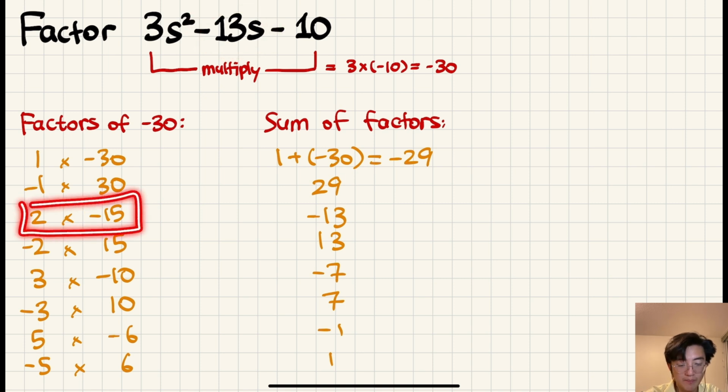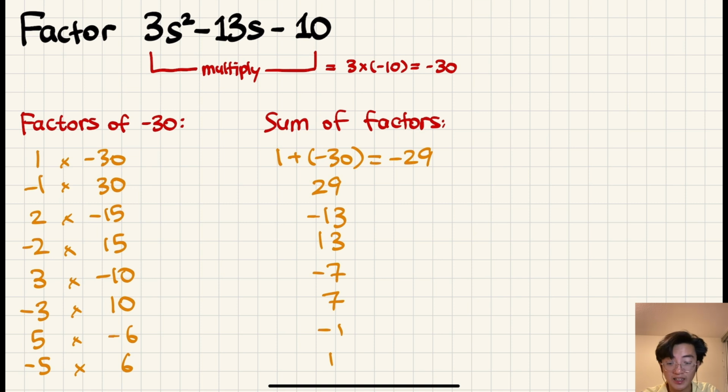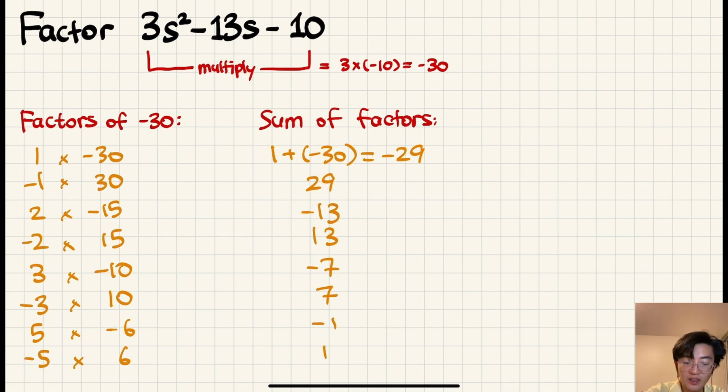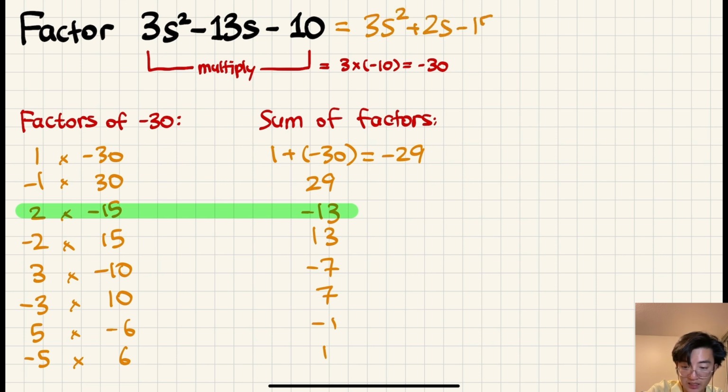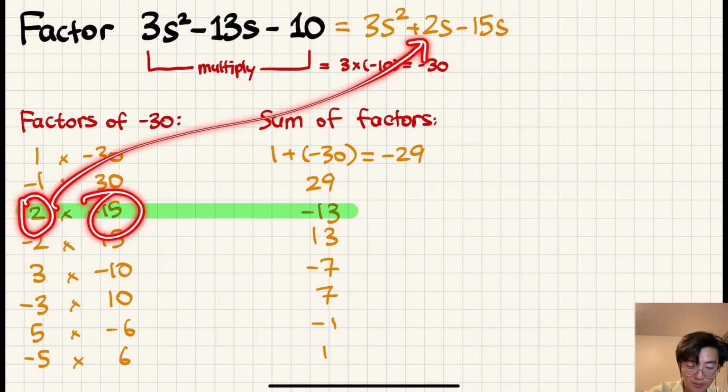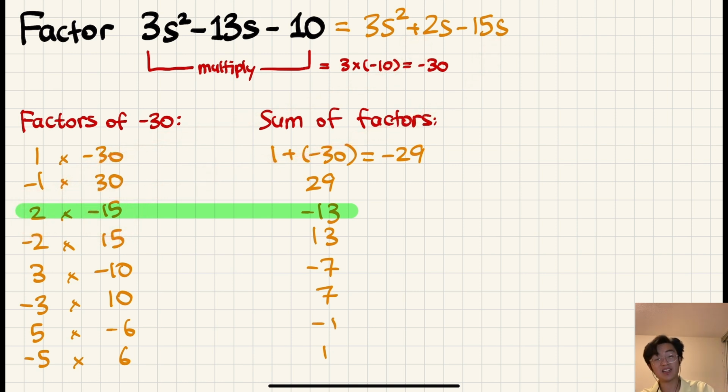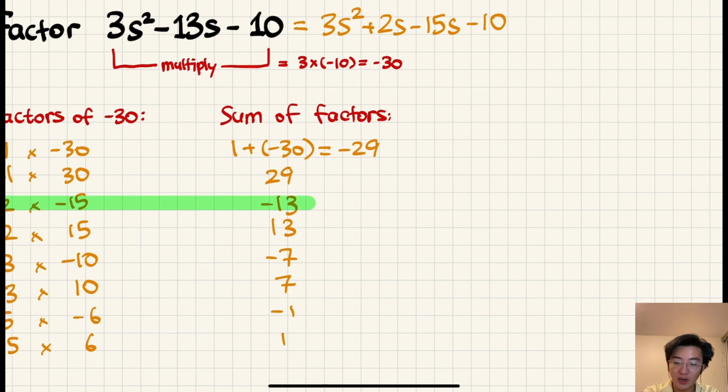And we notice that right here, 2 plus negative 15 gets us negative 13, which is exactly what we want. So let's highlight this row right here, a super important row. So this is exactly what we want, which means that 3s squared, we can break that down into plus 2s and minus 15s. We can break down the negative 13s into plus 2s and minus 15s. Minus 10. But unfortunately we're not done yet. So let's just move this here so we have more space.